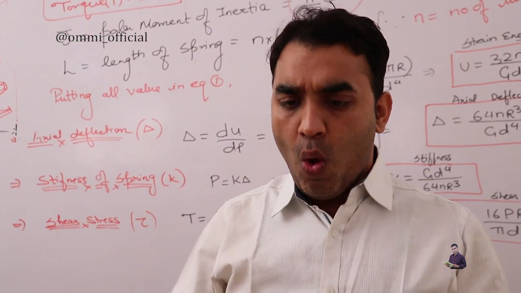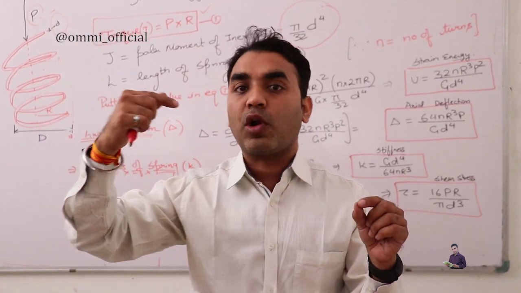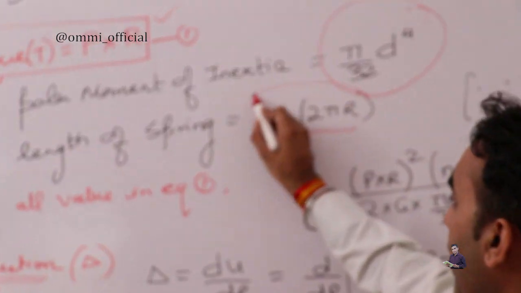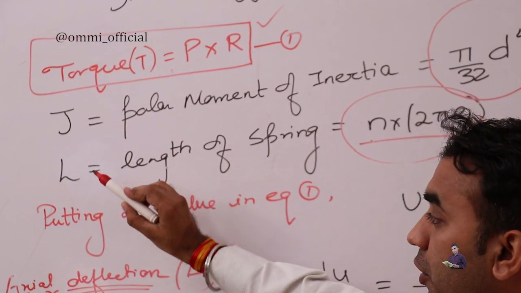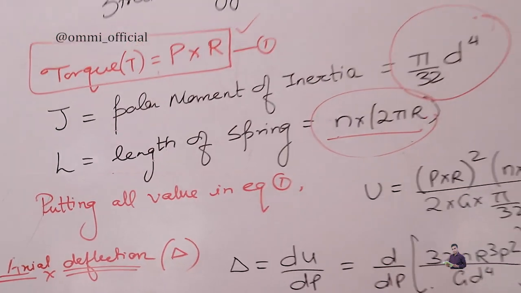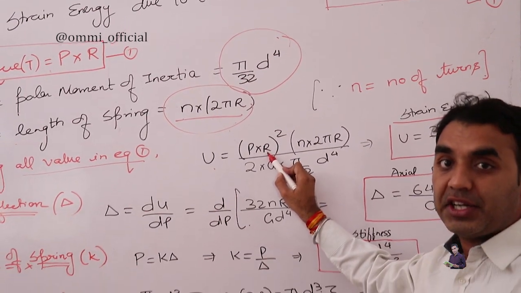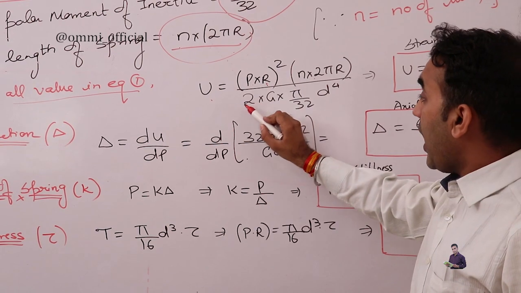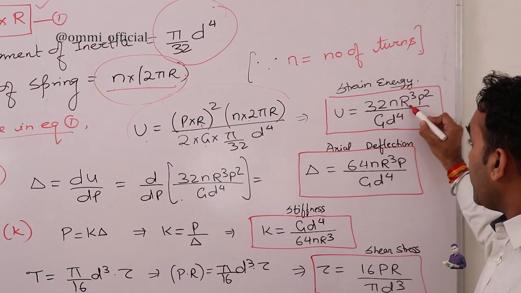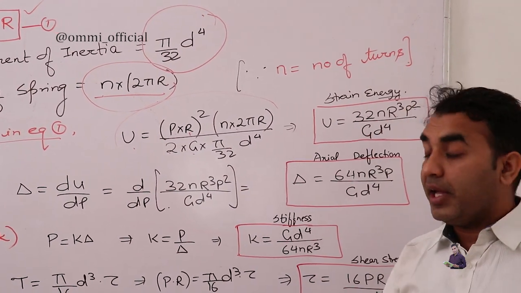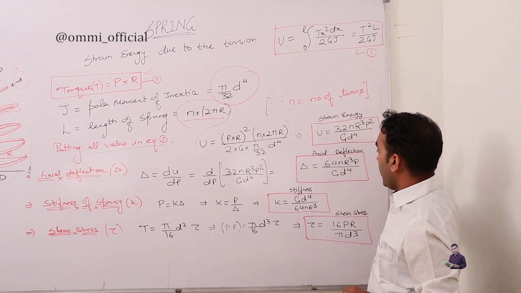Now the question is, what is L? Whatever circumferential distance is covered, multiplied by the number of turns or number of coils. So the formula is N into 2 pi R, that should be the length L. We now have torque, J, and L. Putting all three values in this equation, we have U equal to (P into R) square times L, which is N into 2 pi R, by 2GJ. On solving, the final outcome will be 32 N R cube P square upon G d to the power 4. I repeat again, this R is your mean coil radius and small d is the diameter of the wire. So this is your strain energy.